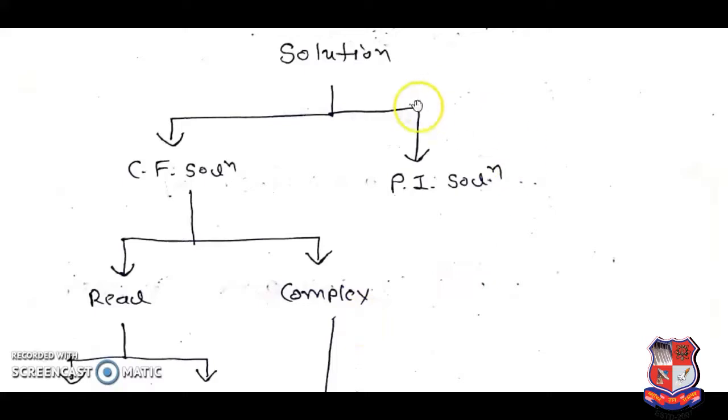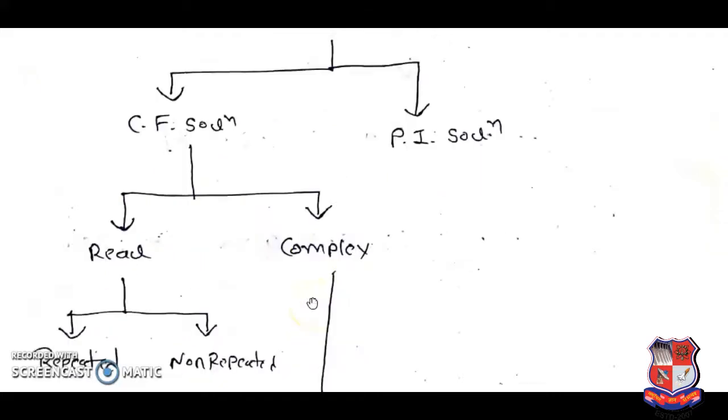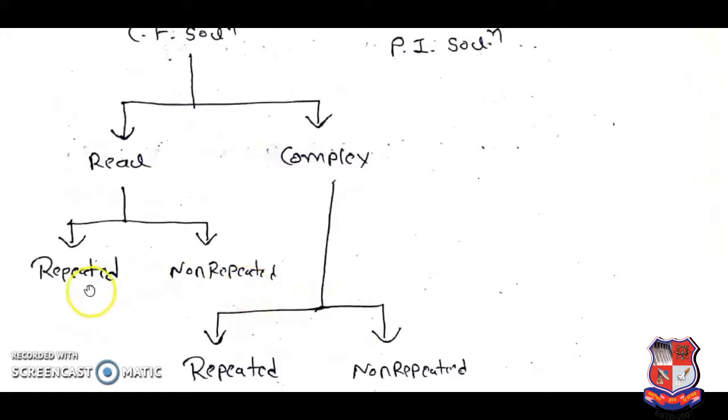Now, solution of higher order. There are 2 types of solution: CF solution and PI solution, that is, complementary function solution and particular integral solution. CF solution is divided into two parts, real and complex. Real is also divided into repeated and non-repeated, and complex is also repeated and non-repeated.